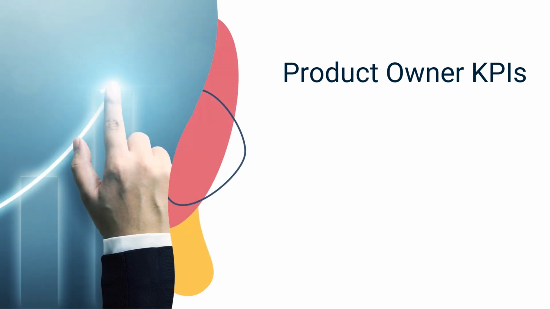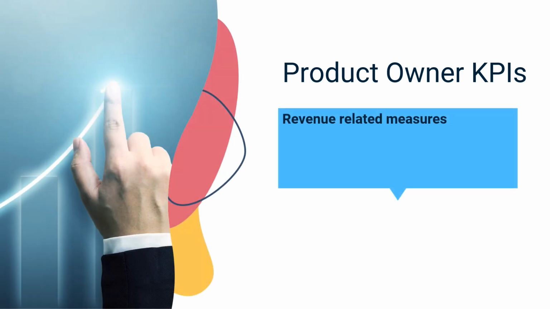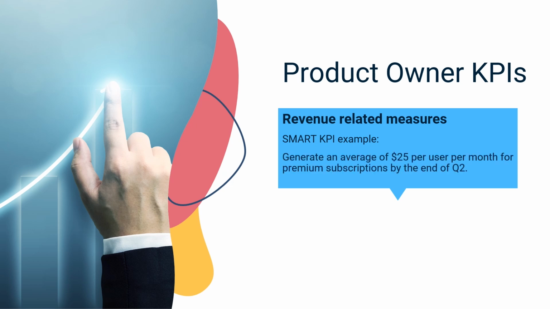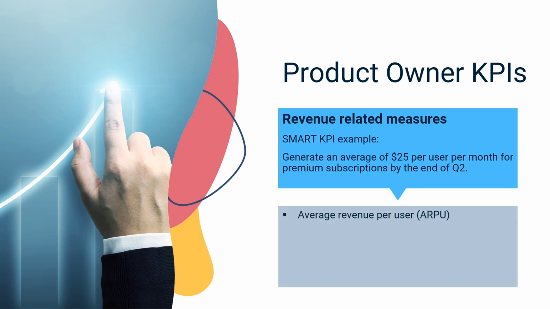Now let's discuss metrics that focus on revenue. Consider this SMART KPI that measures revenue: generate an average of $25 per user per month for premium subscriptions by the end of Q2. This KPI measures average revenue per user, ARPU. Other revenue indicators the PO manages include monthly recurring revenue, MRR, and customer lifetime value, CLV. All of these metrics tie product performance directly to business outcomes.